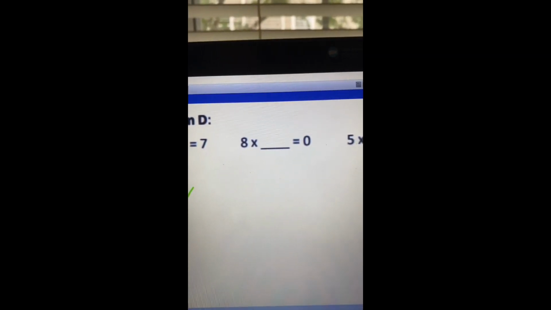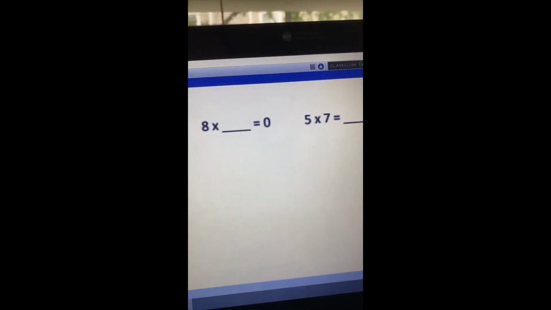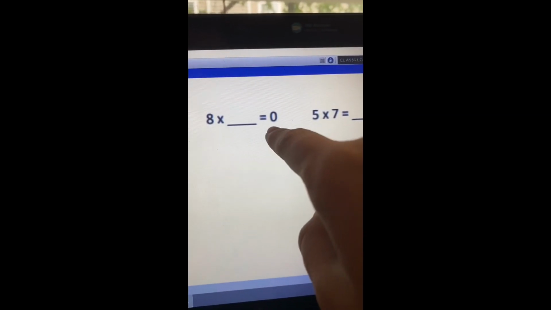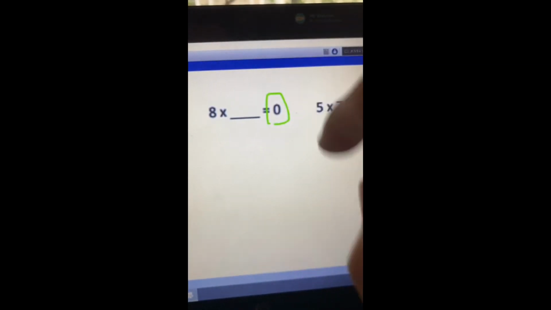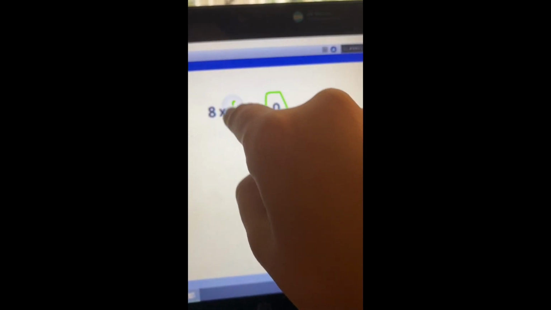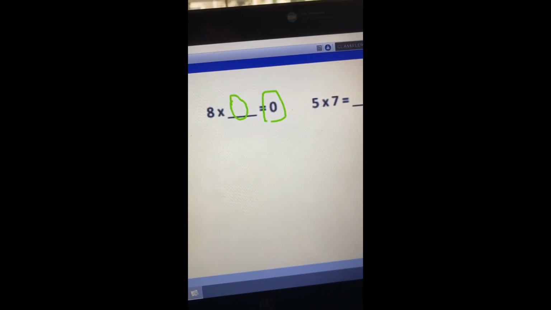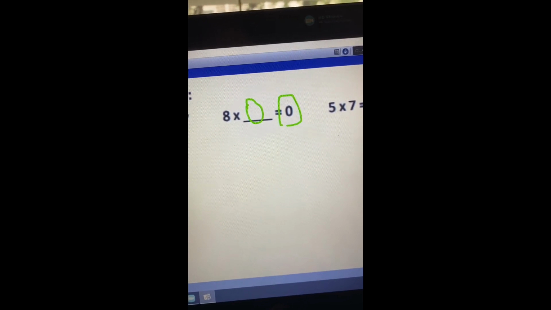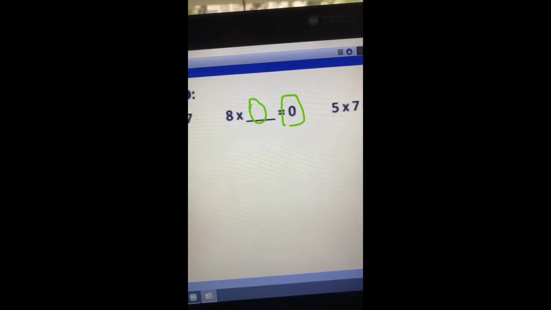8 times something equals 0. What can I multiply times 8 and get the number 0, get the product of 0? Remember, every time you multiply a number times 0, you get 0 as the product. So 8 times 0 equals 0.